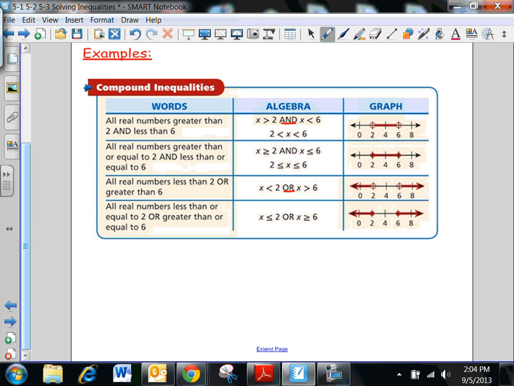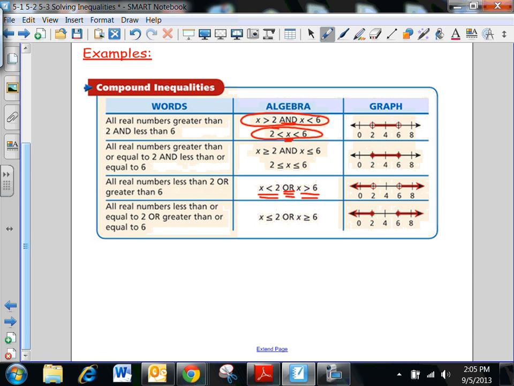And inequalities can be written in two ways. It can be written like the top example, or it can be written like the bottom example. This is stating that x is between the numbers 2 and 6. So x could be 3, 4, or 5, but it won't be bigger than 6 and it won't be less than 2. Down here, for "or" inequalities, it can only be one or the other. It could either be less than 2 or it could be greater than 6.